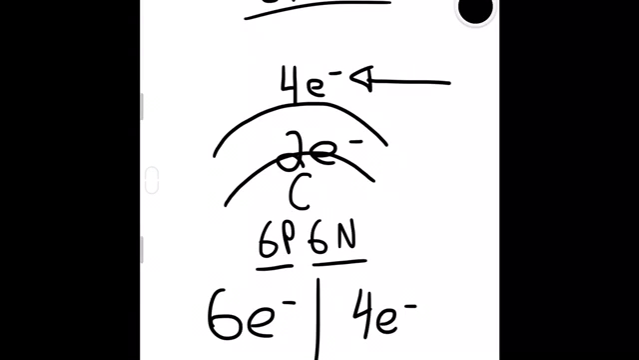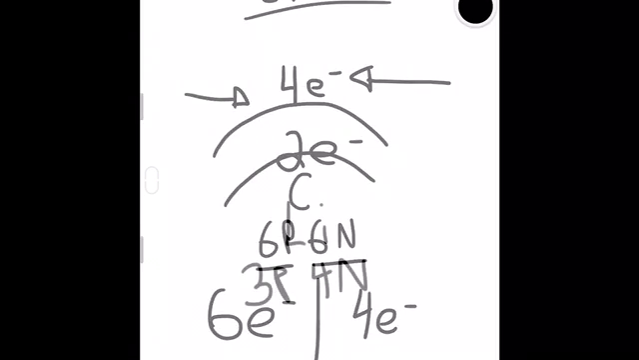Okay, these outermost shells, as you learned before, like to be full. They like to contain 8 electrons. The first energy level likes to have 2, and the outermost shell likes to have 8.